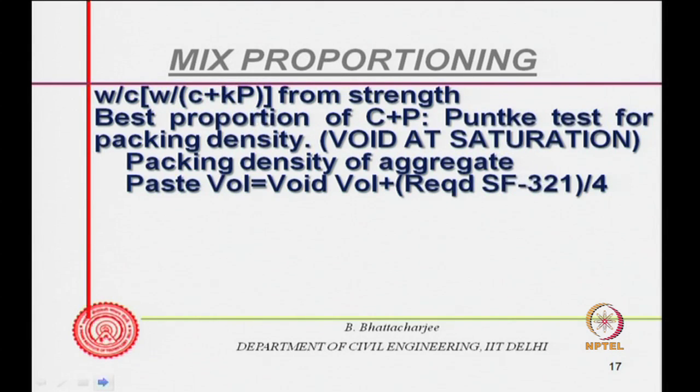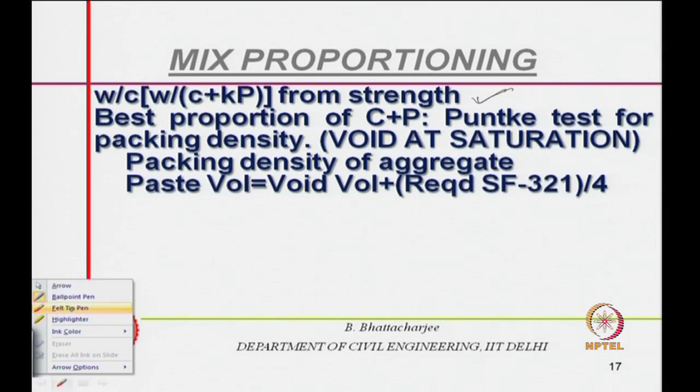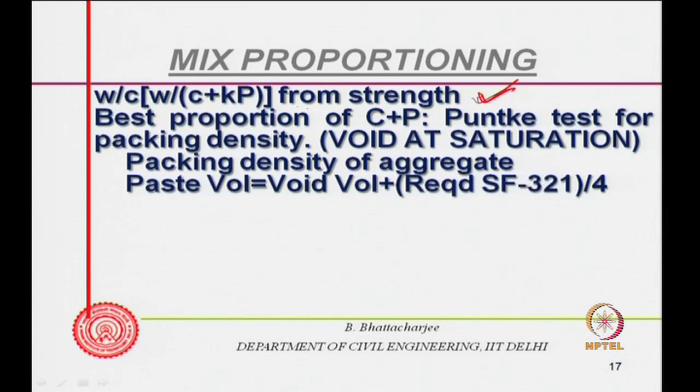Mix proportioning, water to cementitious ratio from strength. First of all, you must determine the water to cementitious ratio for strength. So, this is from the strength criteria, because that would govern the strength. For the best combination of cement plus pozzolana or any other material, you can use a test called the Puntke test, used for cement and fly ash, because this finds out the best packing density, that is the void at saturation situation.